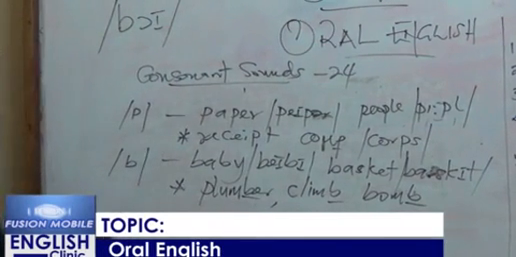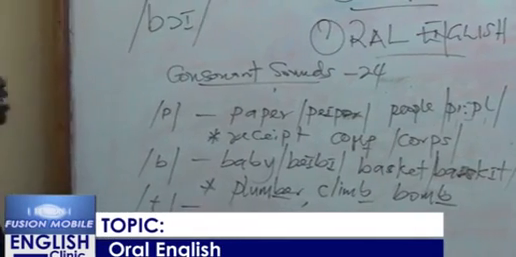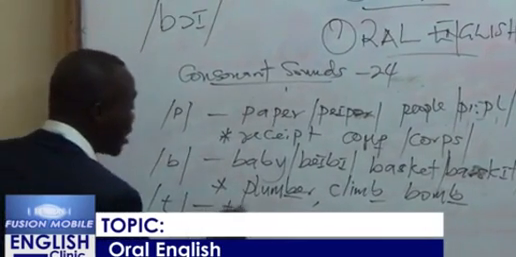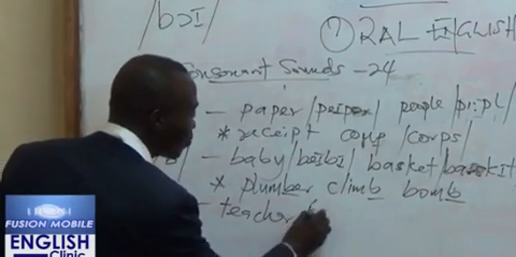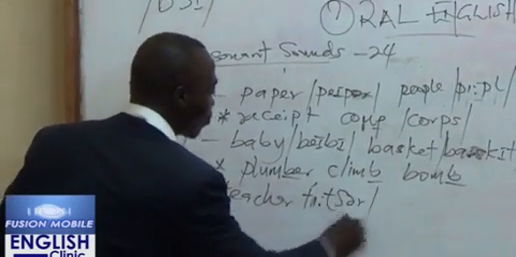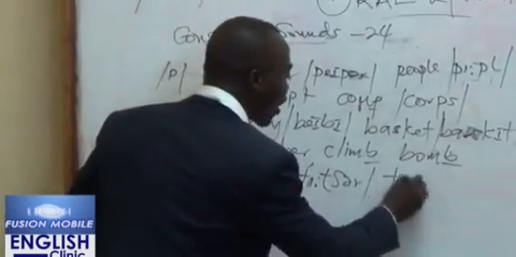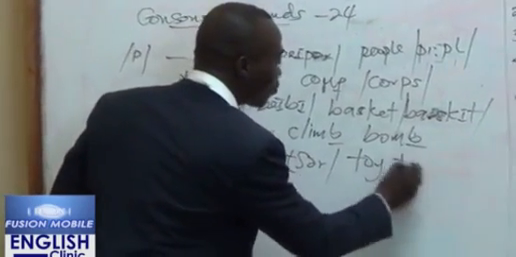Now another sound is what? Ta. The ta sound, you have it in a word like teacher. You have it in a word like teacher. You have it in a word like toy. Toy.